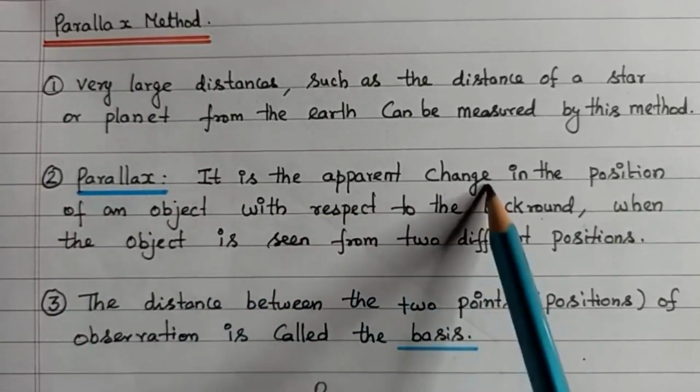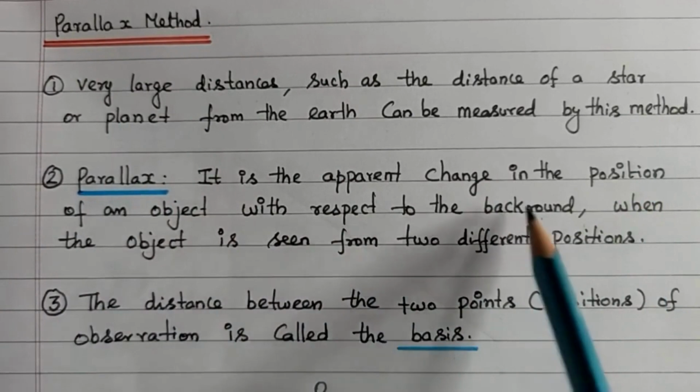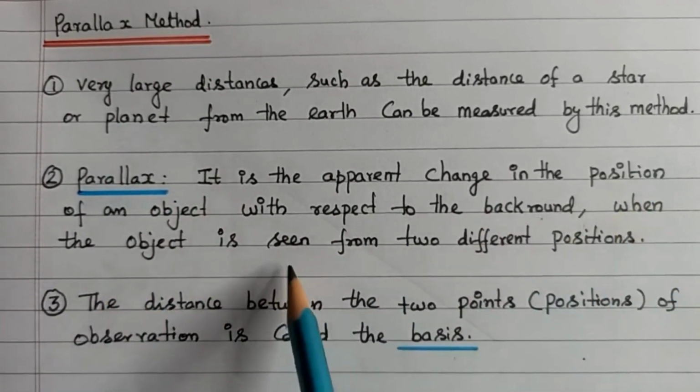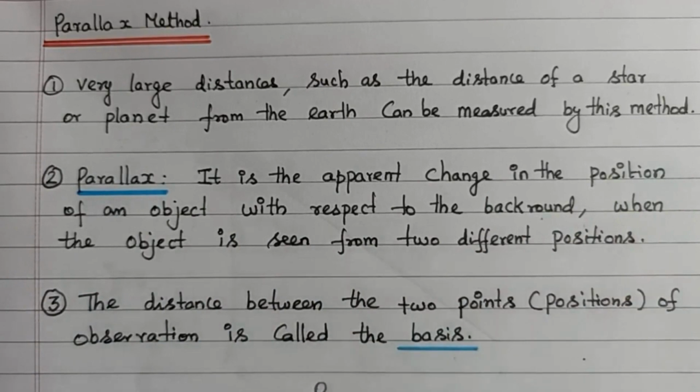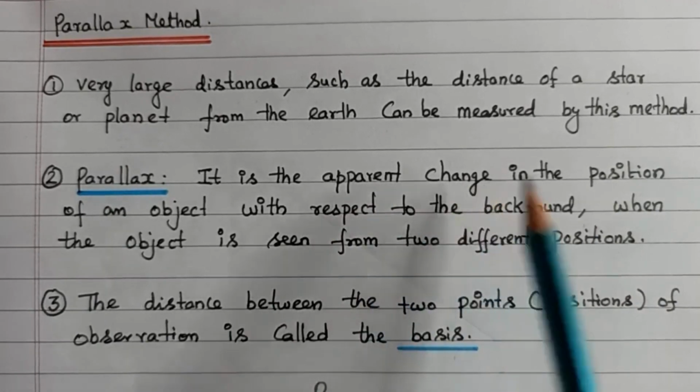Parallax is the apparent change in the position of the object with respect to the background when the object is seen from two different positions. ஒரு ஆப்ஜெக்ட்டை ரெண்டு different positionல இருந்து பாக்கும்போது அந்த position of the object is changing. That is, it seems to be changing. Actually it is not changing, but it seems to be changing. This apparent change is called parallax.